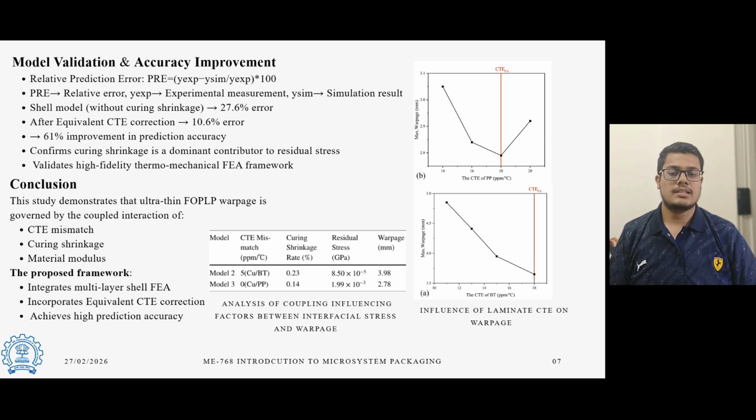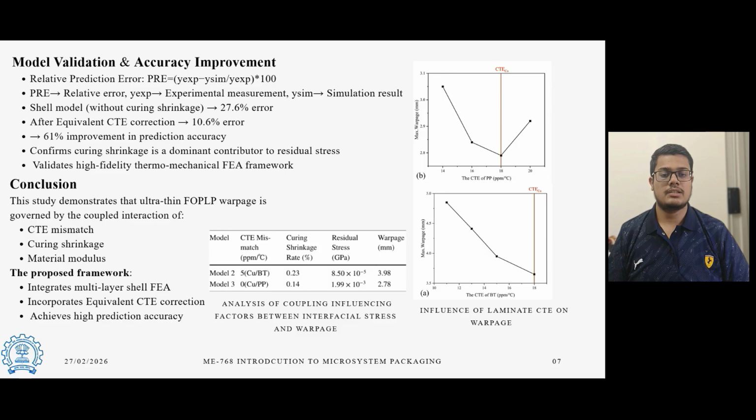On the right side, we can see the graph that shows the influence of laminate CTE on the warpage. The upper graph corresponds to the CTE of PP and the lower graph corresponds to the variation of CTE of BT. The red vertical line indicates the CTE value where matching with the CTE of copper occurs. We observe that when the dielectric layer CTE closely matches the copper CTE, the interfacial thermal bending moment reduces and it significantly reduces the warpage.